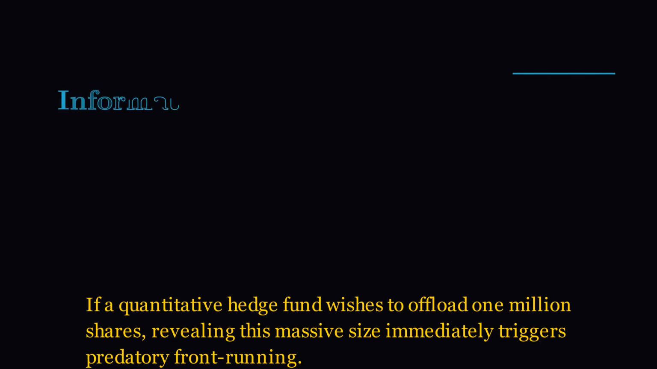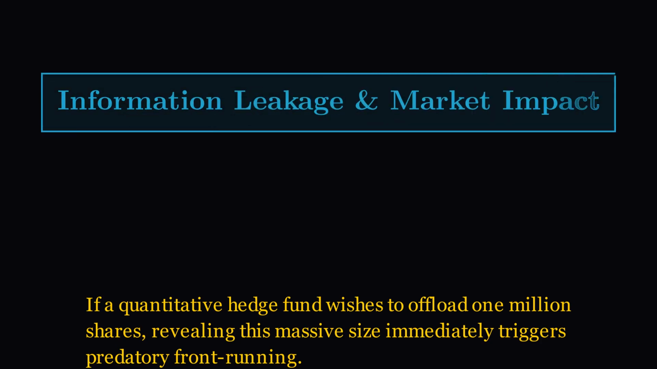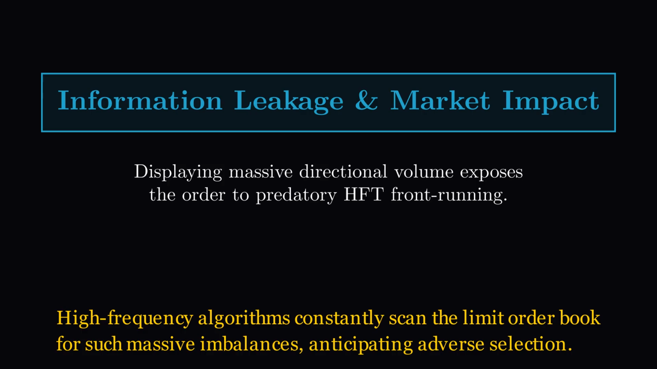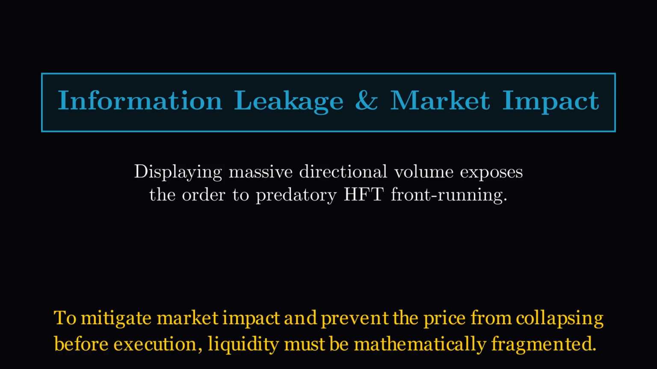If a quantitative hedge fund wishes to offload 1 million shares, revealing this massive size immediately triggers predatory front-running. High-frequency algorithms constantly scan the limit order book for such massive imbalances, anticipating adverse selection. To mitigate market impact and prevent the price from collapsing before execution, liquidity must be mathematically fragmented.